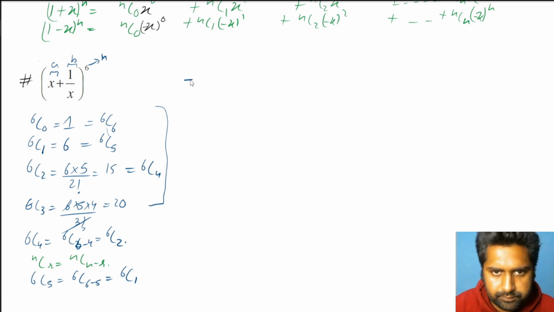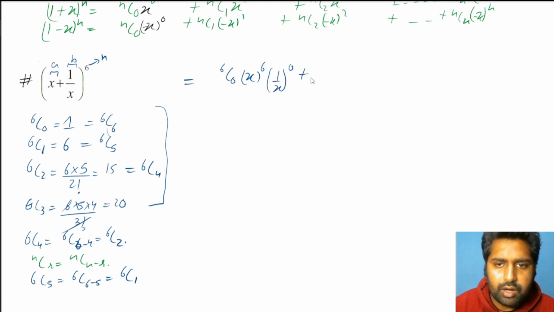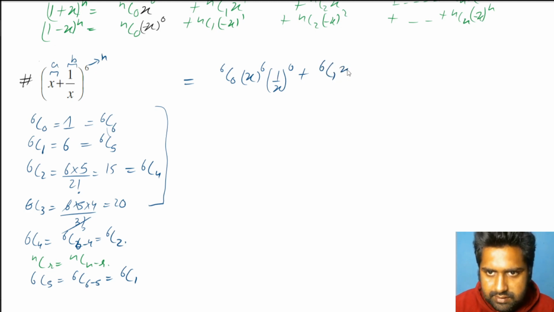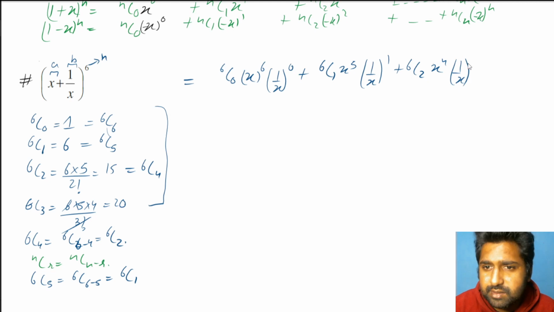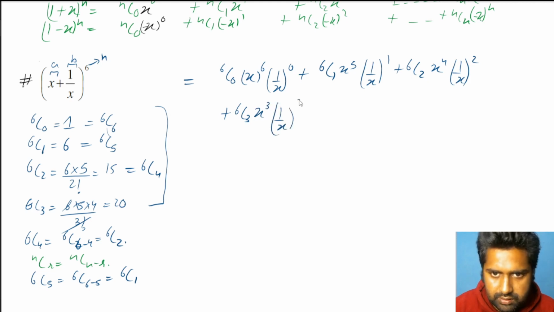Let's do the expansion. So we'll start with 6c0, x is our a, so we have to start with the highest power of 6, and the second term 1 by x we have to start with the 0 power. Now after that use the pattern: 6c1, decrease the power of x, increase the power of 1 by x. 6c2, decrease the power of x, power 4, and increase the power of 1 by x, 2. 6c3 x raised to power 3, 1 by x raised to power also 3.